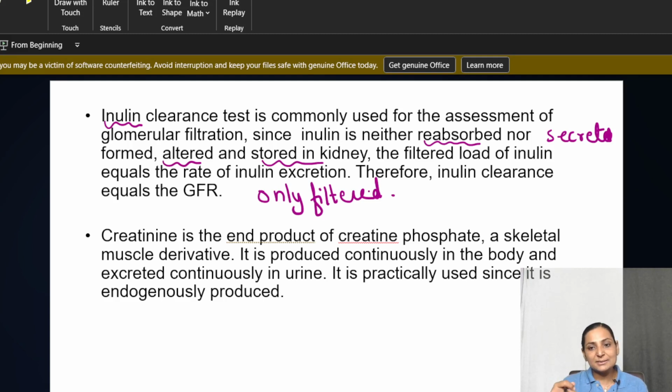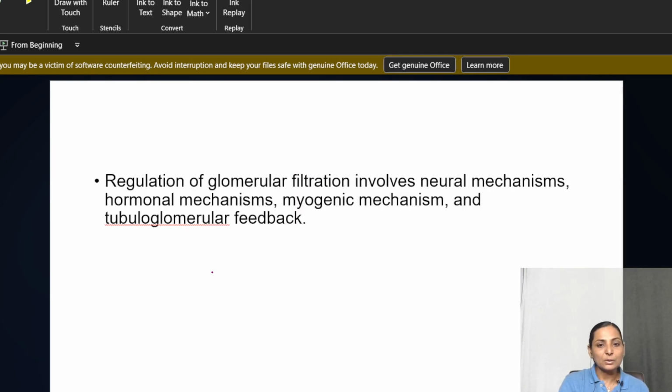However, practically, instead of inulin, what is preferred is creatinine, because creatinine is the end product of creatine phosphate, which is a skeletal muscle derivative. It is continuously produced in the body and excreted, so practically it is used. When you are using creatinine, there is no need of exogenously giving some substance to calculate GFR. It is already present in the body. However, because it is secreted, the GFR with creatinine is going to be 140 ml per minute, not 125.